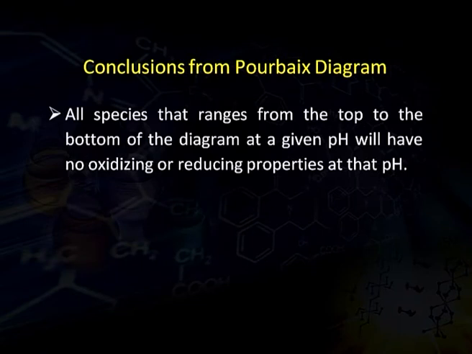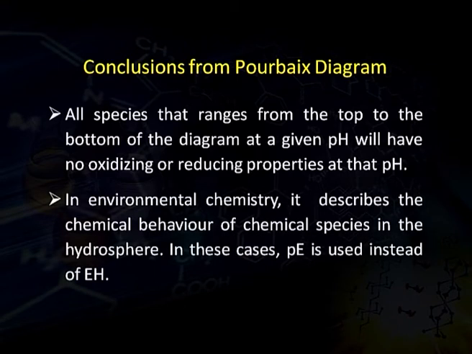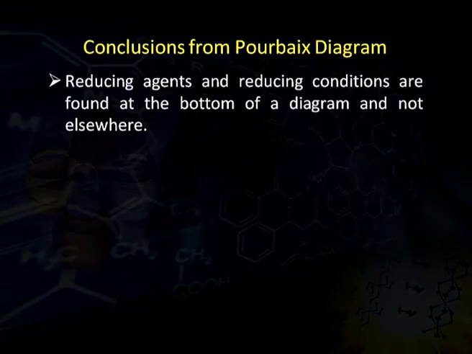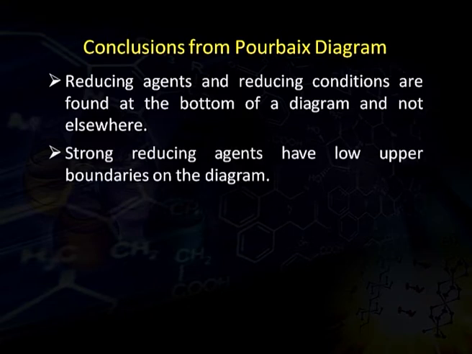All species that range from the top to the bottom of the diagram at a given pH will have no oxidizing or reducing properties at that particular pH. The Pourbaix diagram is applicable in environmental chemistry since it describes the chemical behavior of chemical species in the hydrosphere. In these cases, pE is used instead of Eh. The reducing agents and reducing conditions are found at the bottom of the diagram and not elsewhere. The strong reducing agents have low upper boundaries on the diagram.